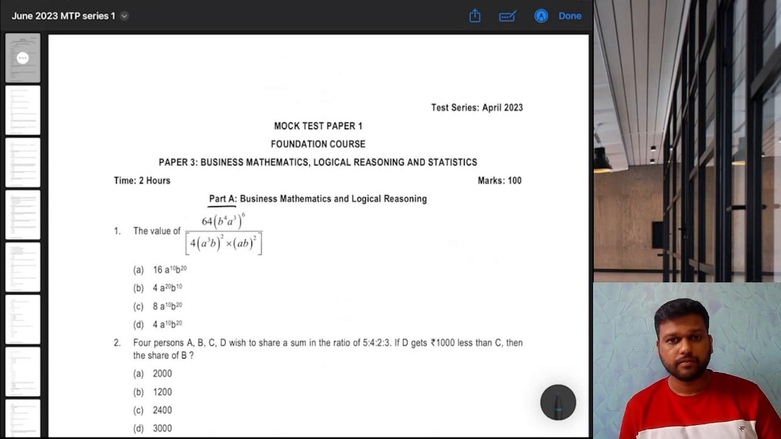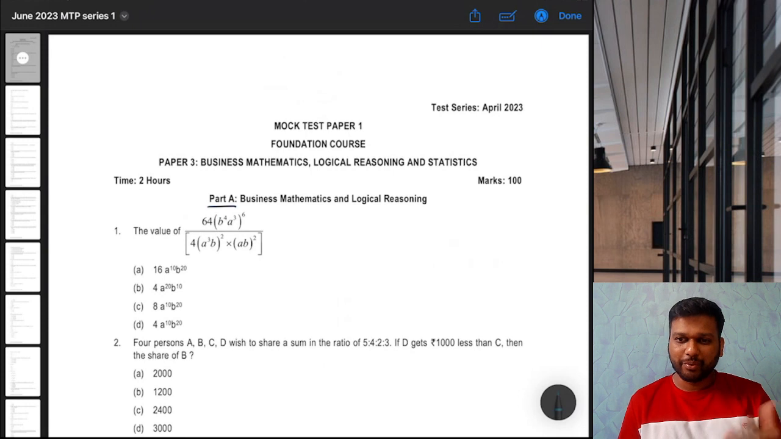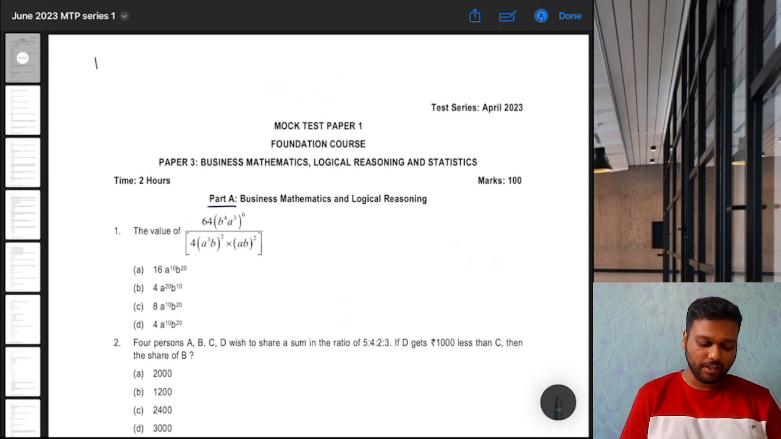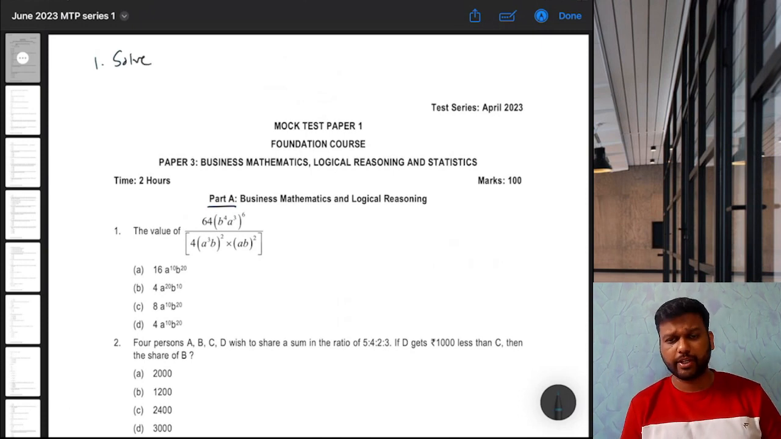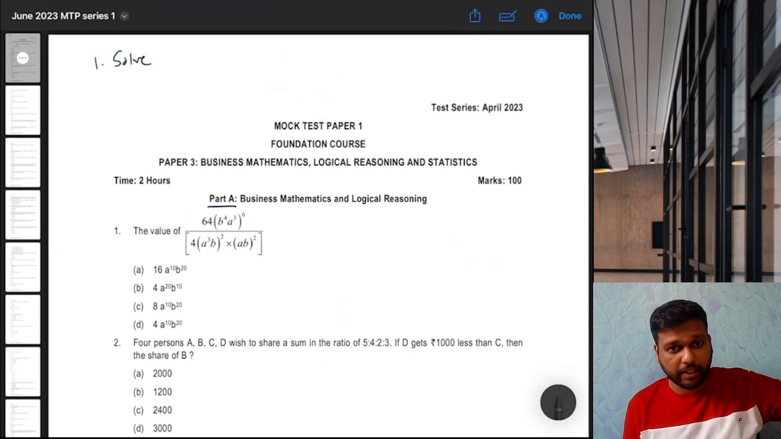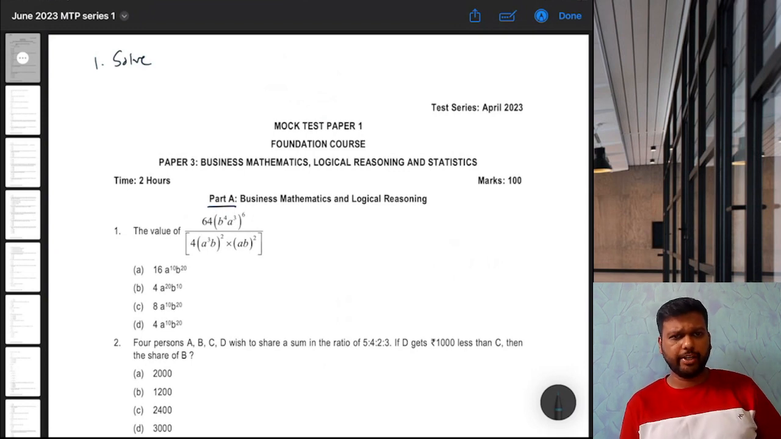Part A is maths. Before we start, a few instructions as usual. First, ideally, you should solve this first by yourself, then only come to the video. Otherwise, it is of no use. In the exam, you are not going to have someone who is explaining, right? So, try it by yourself, then come to the video.